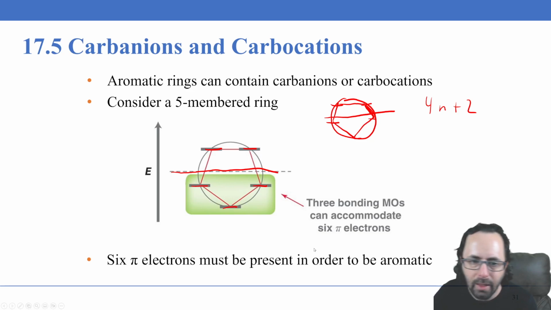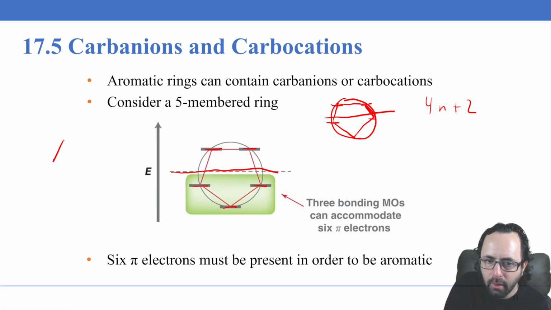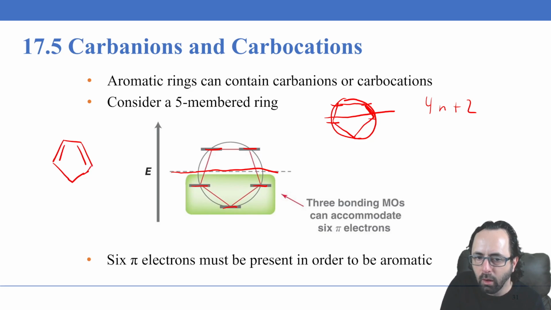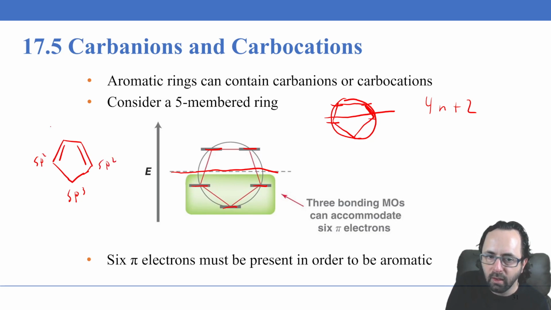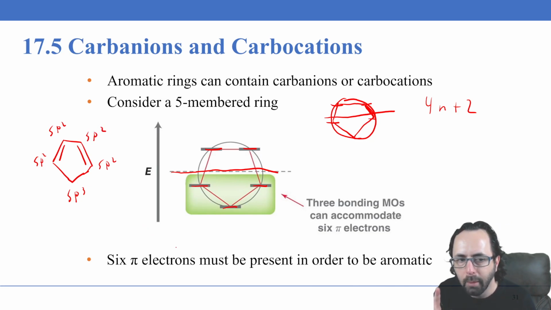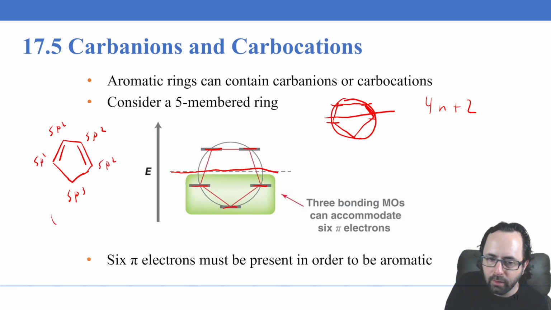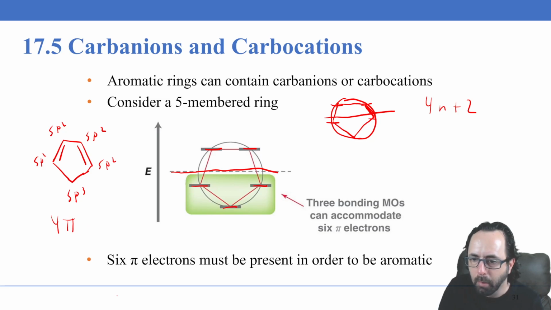Let's think about it. If we have a regular cyclopentadiene, there will not be 6 pi electrons. There will in fact be 4 pi electrons, because this carbon is sp3 hybridized with no unhybridized p orbital. These carbons are sp2 hybridized, sp2, sp2, sp2. So those are all going to have one unhybridized p orbital with an electron in it. So that's going to be 4 pi electrons. So this does not have 6 pi electrons.